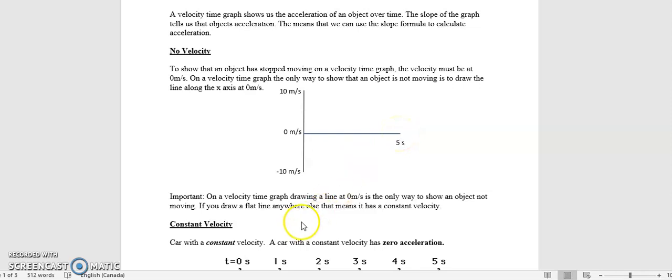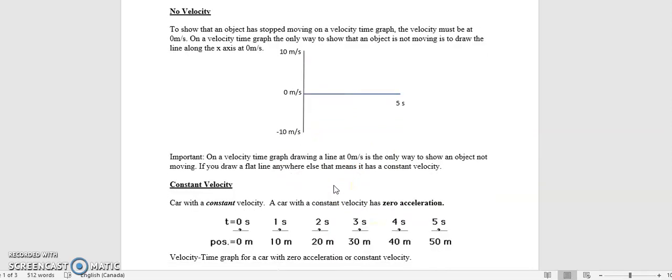So it's really important to note that on a position time graph, anywhere on the graph, if there was a flat line, that meant the object wasn't moving because the position wasn't changing. But on the velocity time graph, the only spot where there's no velocity is along the x-axis. So if you draw a flat line anywhere else, that means you have a constant velocity on a velocity time graph. So let's look at that constant velocity.